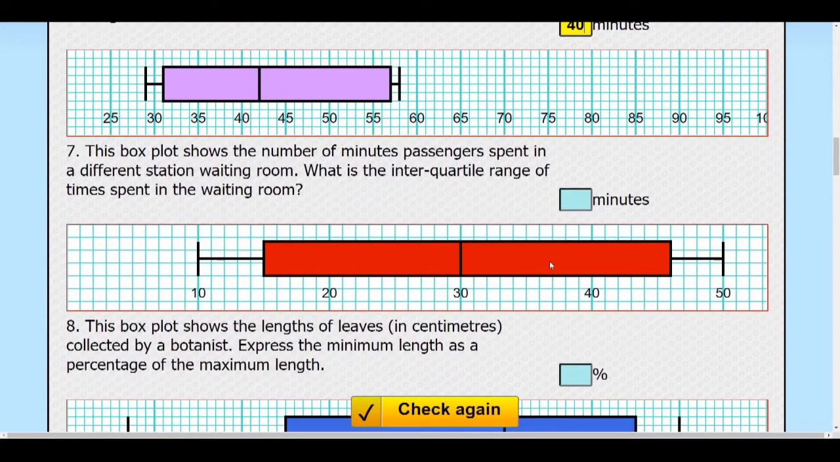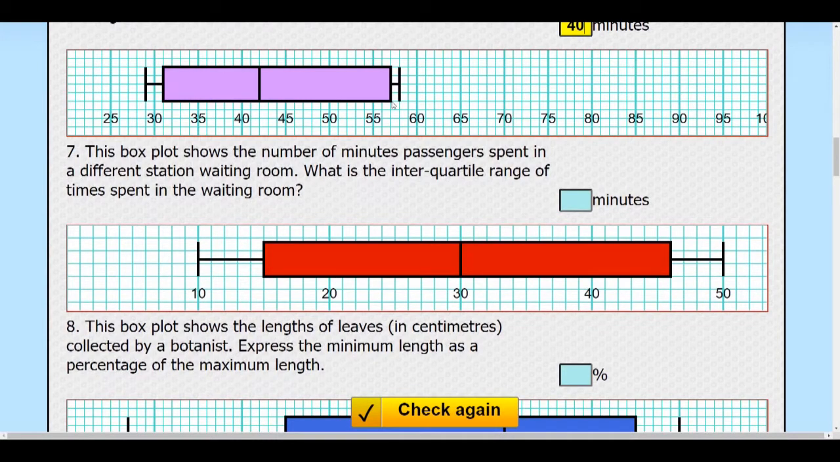Question number 7 is the number of minutes passengers spent in a different station waiting room, and this time it's the interquartile range. So you subtract the lower quartile, 31, from the upper quartile, 57, and that will give you 26 minutes as the interquartile range.